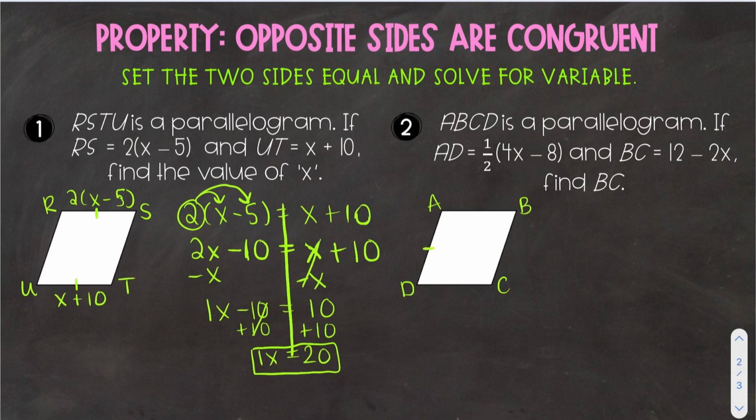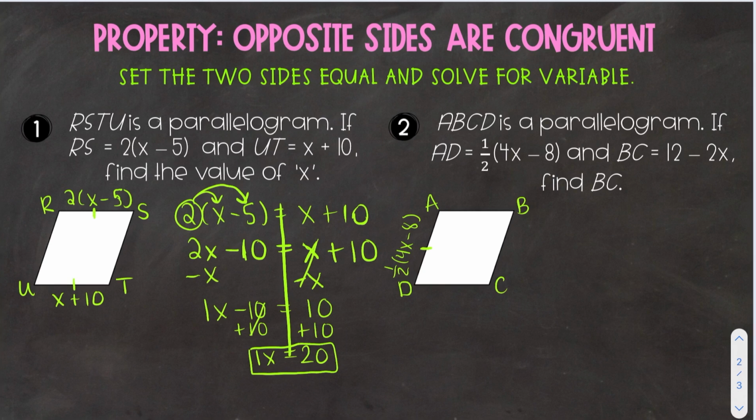It says AD, which is this side, is 1/2 times (4x minus 8). And when we're given sides, we like to put it on the outside because the side is talking about the outside of the parallelogram. And then it says BC is 12 minus 2x. And we know that opposite sides are congruent. So in order to solve for the variable, we're going to set them equal to each other and solve for x.